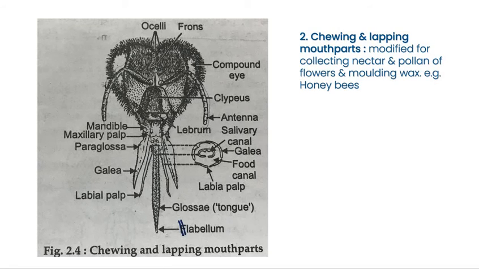Here you can see the glossae, a highly modified spatulate structure for collection of the nectar from the nectaries. The labial palps are also elongated.